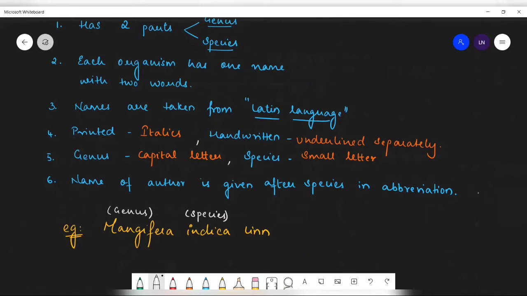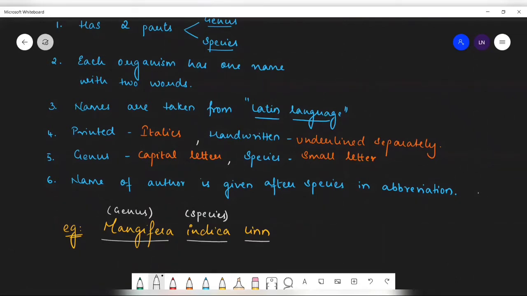Each organism has one name with two words. What are those two words? Genus and species. Now, when they are printed, they have to be printed in italics. But when they are handwritten, like I've written by hand, they need to be underlined separately.